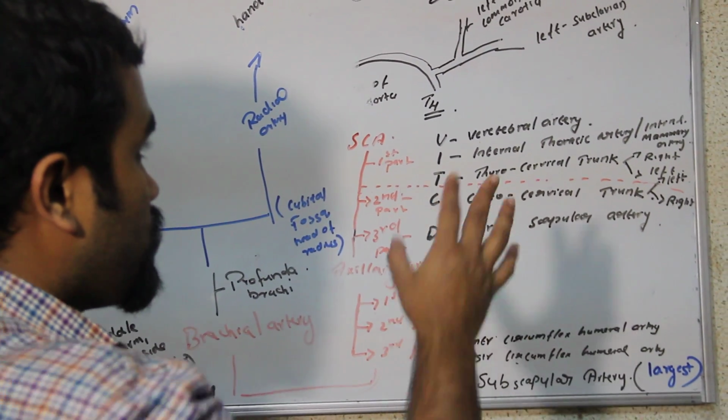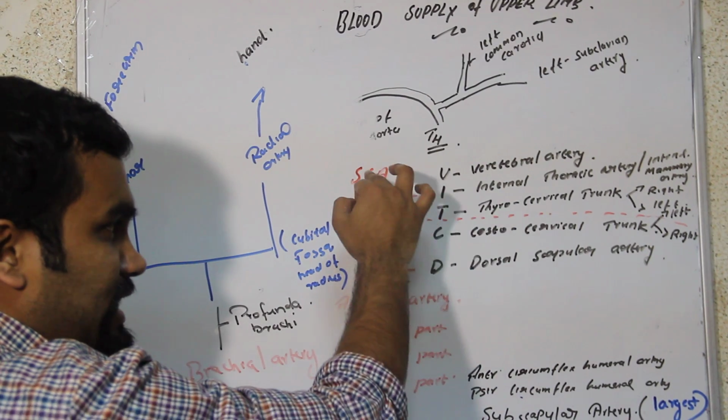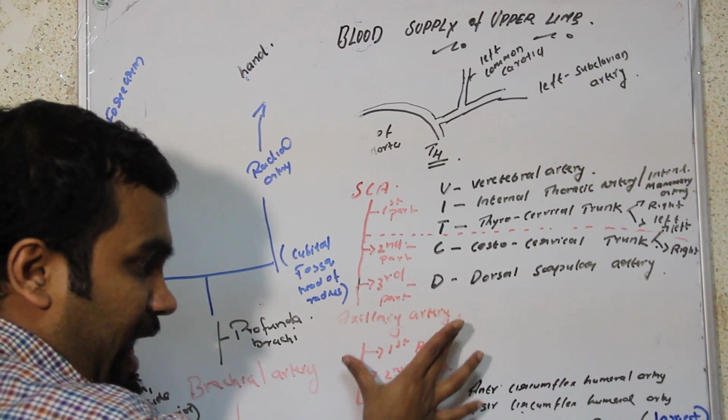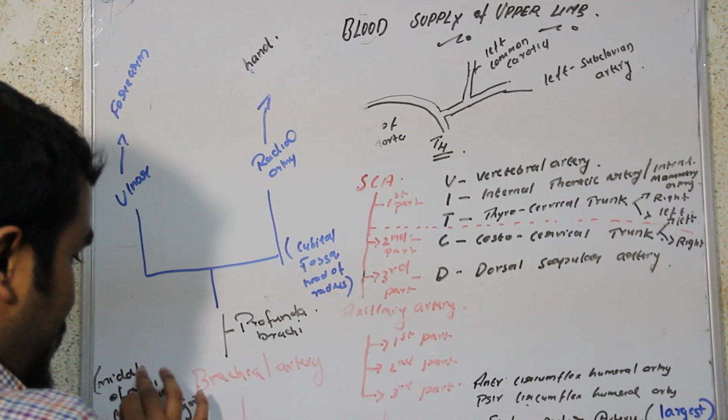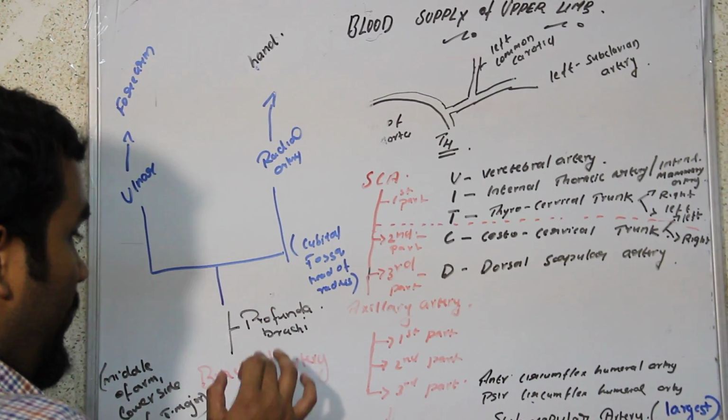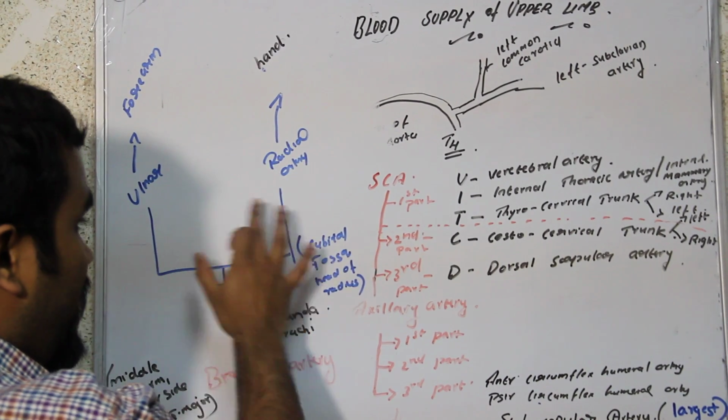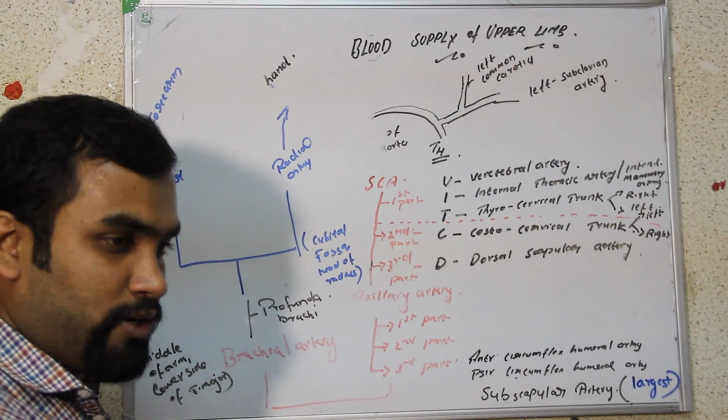Clear till here? It starts from the arch of aorta, then the subclavian artery and their branches, the axillary artery and their branches, then the brachial artery. The brachial artery starts from the lower border of teres major. Then the brachial artery divides into the ulnar and radial at the cubital fossa at the head of radius.